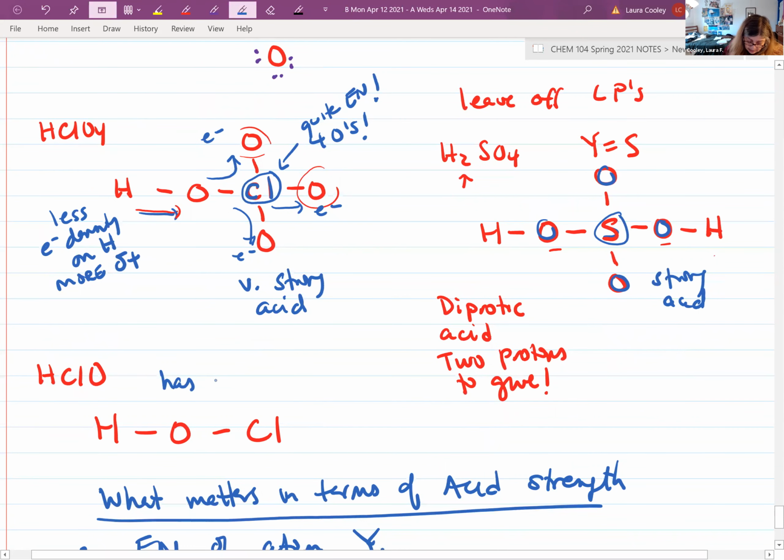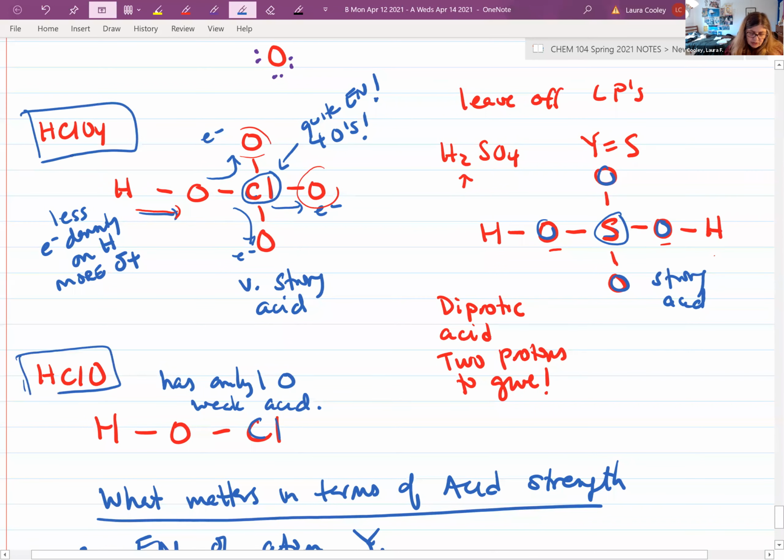HClO has only 1 O. And even though chlorine is pretty electronegative, this is a weak acid. So it's hard to compare. It'd be easy to compare, say, HClO to HClO4, because HClO4 has 4 oxygens. This one has only 1, and everything else is the same. The Y is the same. So you would be able to clearly see that HClO is a weaker acid than HClO4.